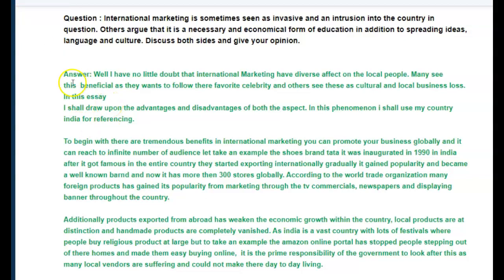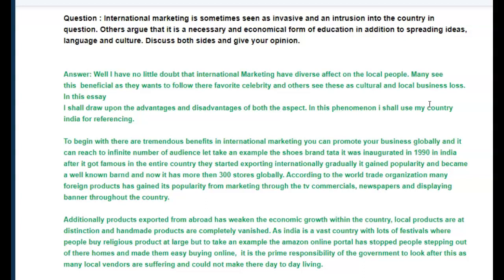There is little doubt that international marketing has diverse effects, with an E here, S, on local people. Many see this as beneficial, while others see it as a problem culturally and also for business. In my opinion, I believe it is damaging to the host country. And I shall express my viewpoint with examples from India. Okay, that's just one way you could have done this.